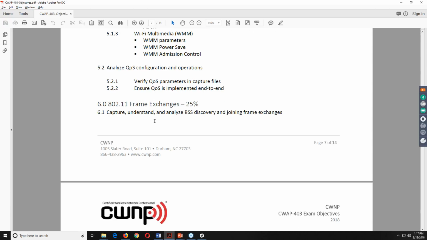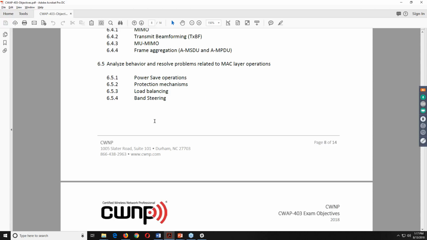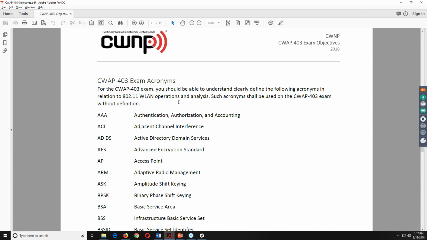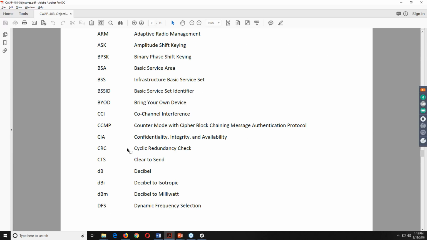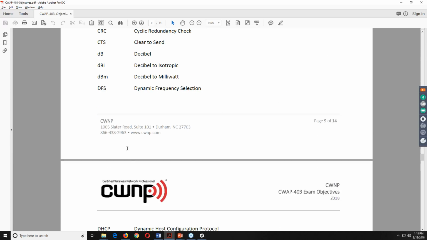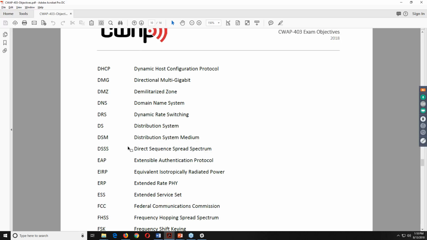So the other thing to note is at the very end of the objectives document, there's a list of exam acronyms. In other words, any of these may be used on the exam without being spelled out. So for example, we may use the acronym DRS, dynamic rate switching, but not spell it out. On CWS and CWT, which are very entry-level certifications, we would spell out dynamic rate switching. Okay, so it wouldn't just be an acronym in most cases.